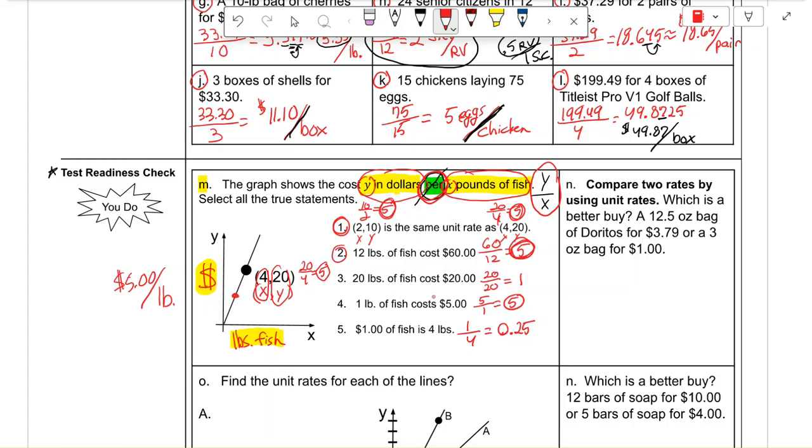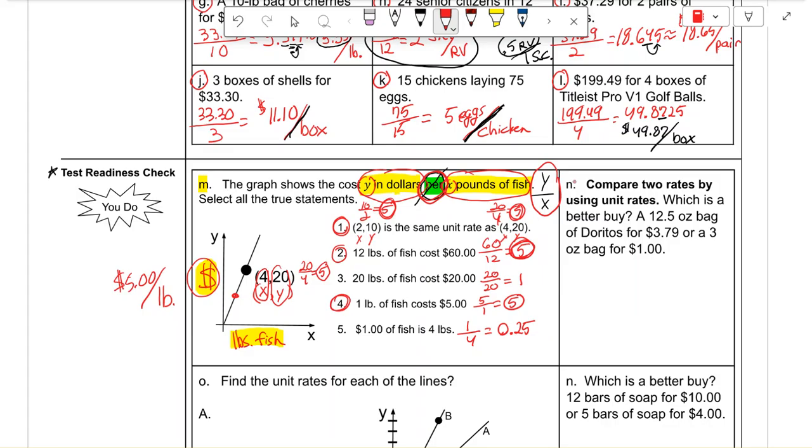Number 3, 20 pounds of fish costs $20. Well, 20 divided by 20 is 1. That is not the same unit rate. And then number 4, 1 pound of fish costs $5. 5 divided by 1 is 5. That's another good one. And the last one, $1 of fish is 4 pounds. Now we've always been putting money on top because that's the Y, so the dollar goes on top, the 4 goes underneath, and 1 divided by 4 is 25 hundredths. So that is not okay. So our good ones are 1, 2, and 4.